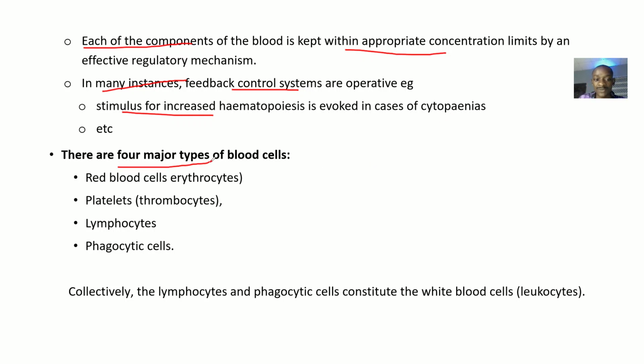There are four major types of blood cells. We have the red blood cells, also known as erythrocytes. We have the platelets, also known as thrombocytes. We have the lymphocytes. We have the phagocytic cells. Collectively, the lymphocytes and the phagocytic cells are what is known as white blood cells, also known as leukocytes.